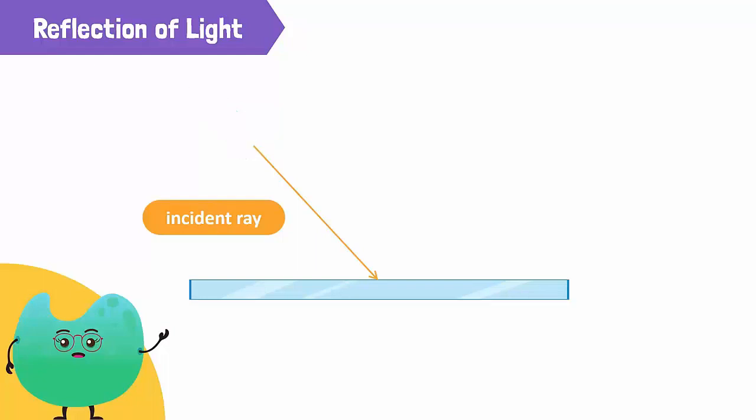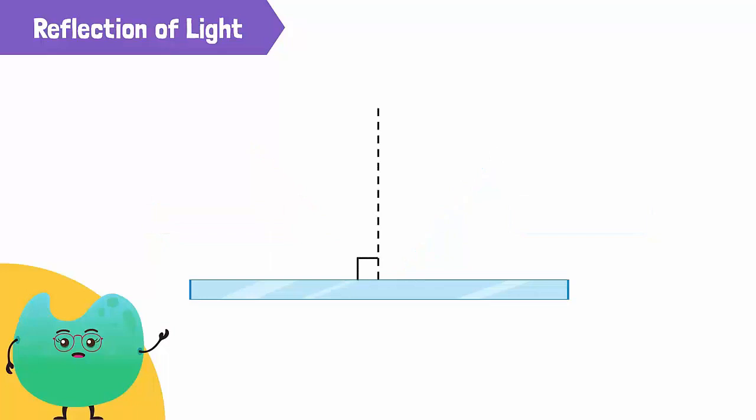The ray of light that travels away from the mirror is called the reflected ray. Here, the ray that reflects off the surface of the mirror is a reflected ray. Let's draw a dotted line at an angle of 90 degrees from the surface of the mirror. This line is called the normal line or just the normal. It is an imaginary line.